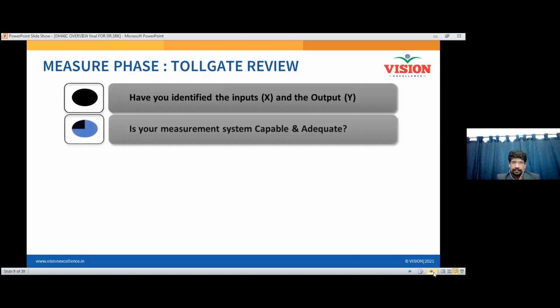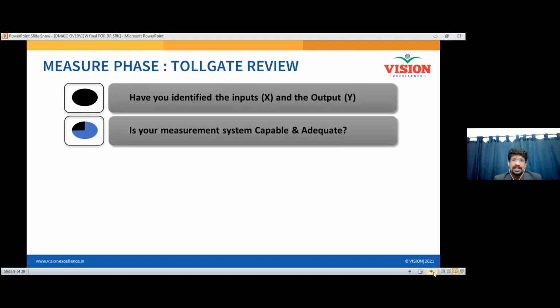Then we have the current measurement system. Whether the current measurement system is adequate. For example, if I want to measure 0.01, is my vernier caliper or screw gauge capable of measuring that accurately? That refers to capability. For example, if I want to measure a temperature of 50 degrees centigrade and I have a thermometer which goes only to 40 degrees, it is not adequate, right?